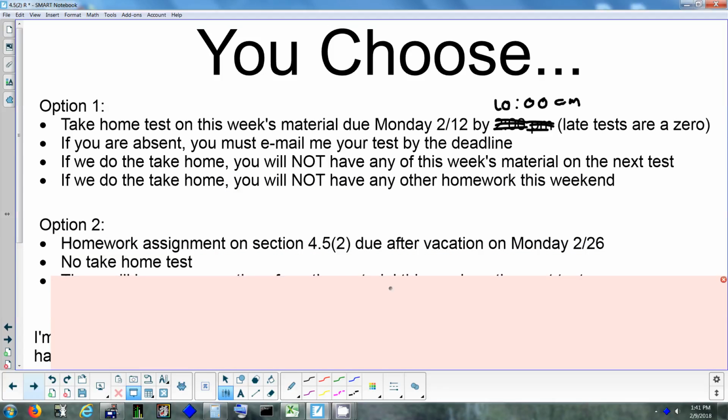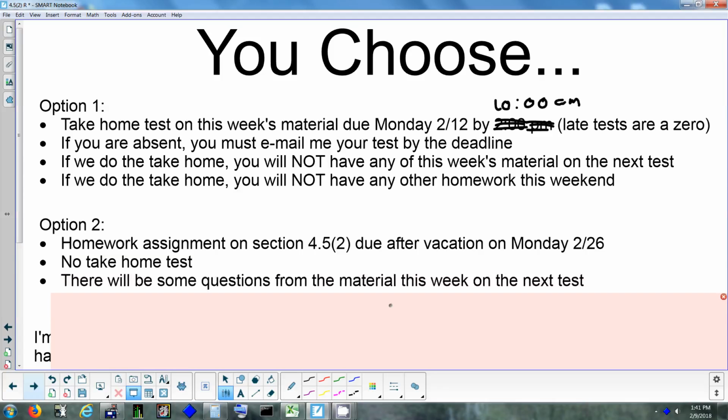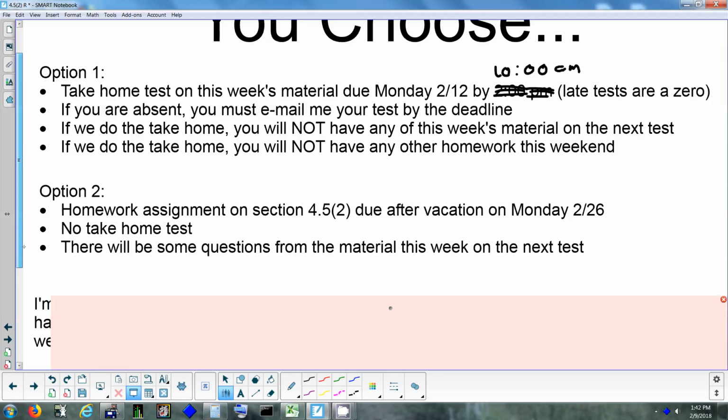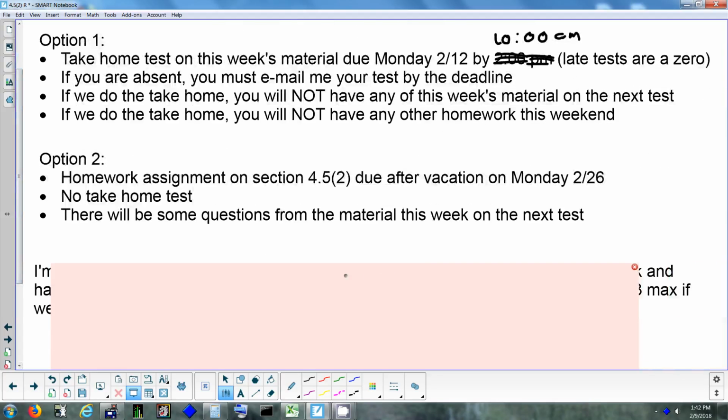If you do option 2, there is no take-home test. If you choose that option, then this material will be on the next test. And like Valerie said, it is quite a while until the next test. Three weeks, just telling you all, three weeks. And we won't see you guys again until after break.